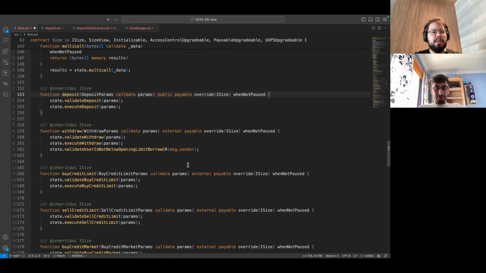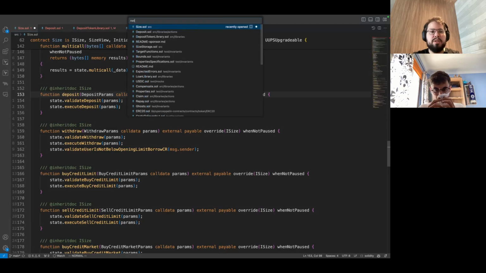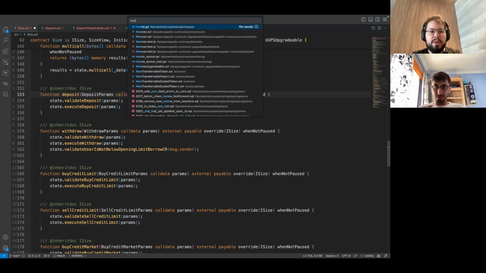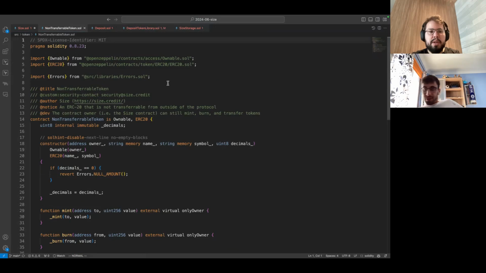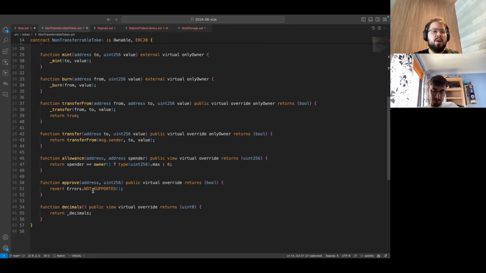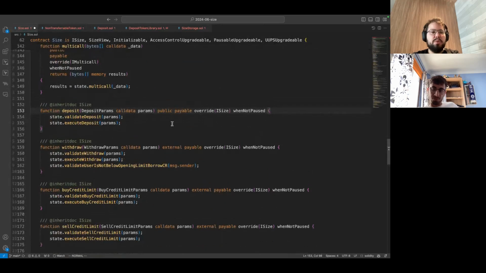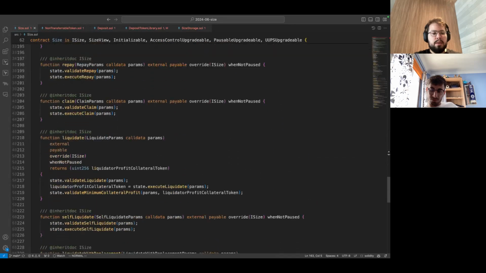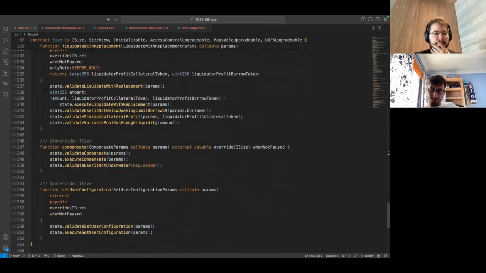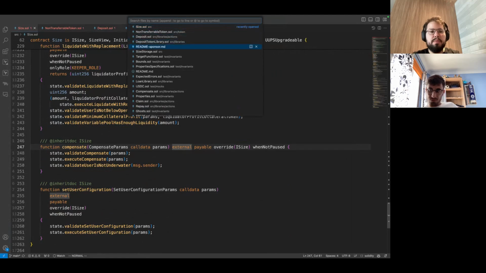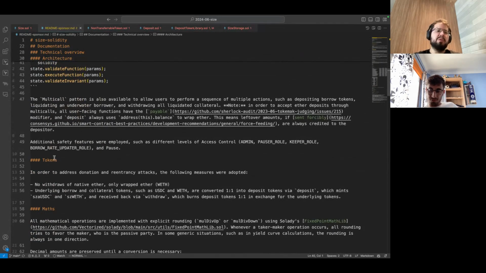So this is how we handle it. Oh yeah, just by the way, these tokenized deposits are also non-transferable. So we created this contract here, which is a simple OpenZeppelin extension, and then all transfers are guarded by this onlyOwner modifier. So only the Size contract can transfer it. Okay, so this is deposit, this is withdraw. What else? Let me go back to the README so that I can talk more about other decisions.